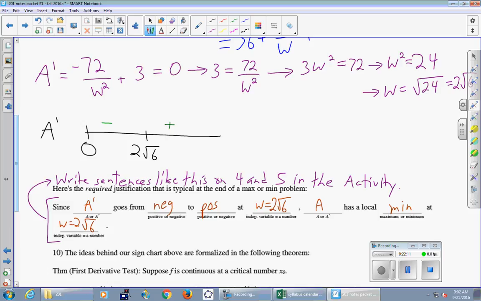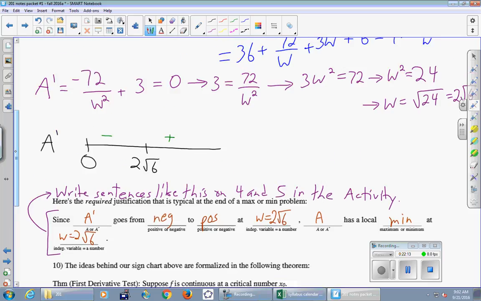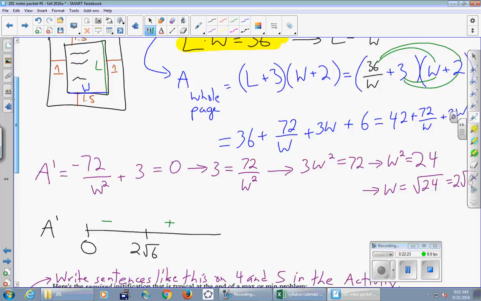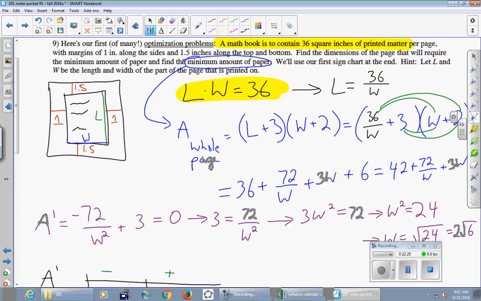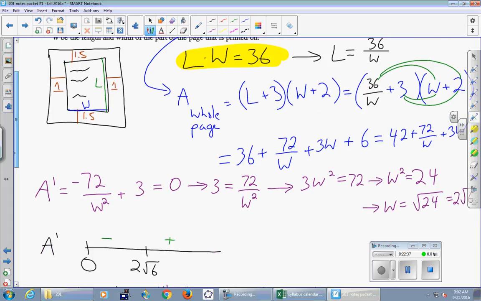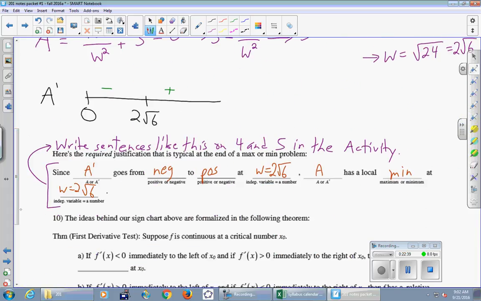Okay. Any question? What's that? W is just the width. And so I think we need to finish this problem by finding the length. What's that, Mahendra? Yeah, so what does it ask for? It wants the dimensions of the page, so we're going to find a length and a width, and it also wants a minimum amount of paper, so we'll find that too. So this is us wrapping up this problem.